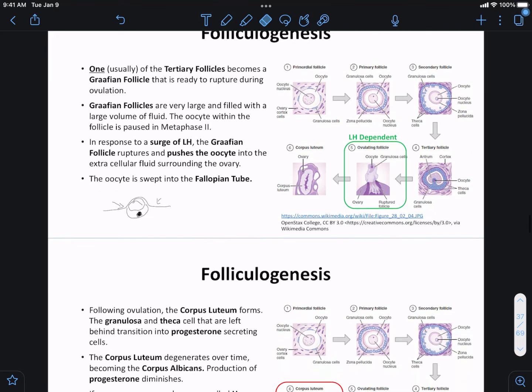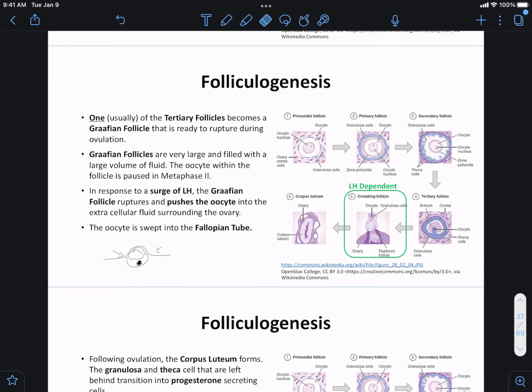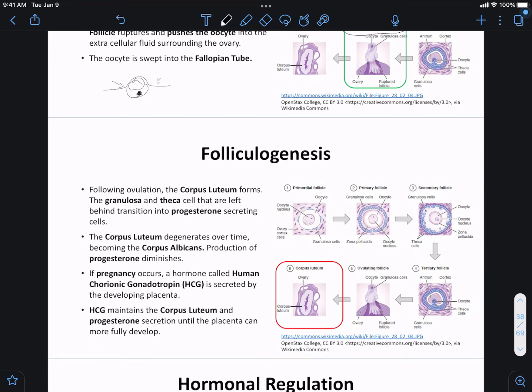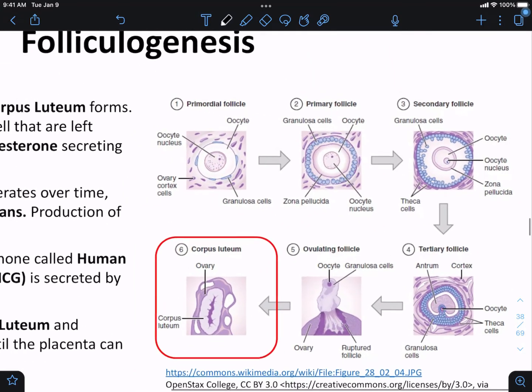Now, if we move on from the Graafian follicle then, and please make sure you understand that this is LH dependent. So this is also gonadotropin dependent, but the gonadotropin we need is the LH. Without it, we don't get this little contraction that results in the bursting of the Graafian follicle. Now, folliculogenesis also will include the development of the corpus luteum.